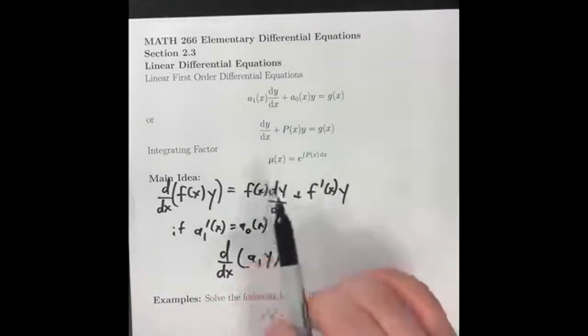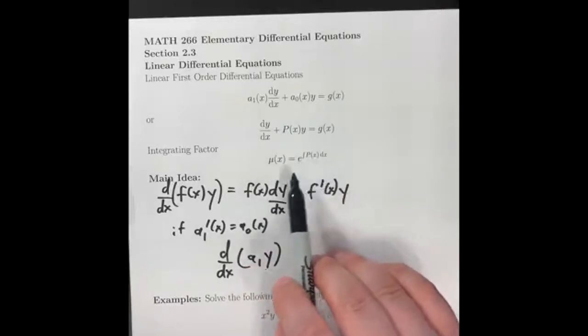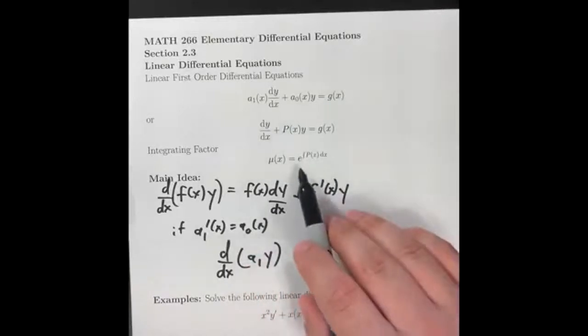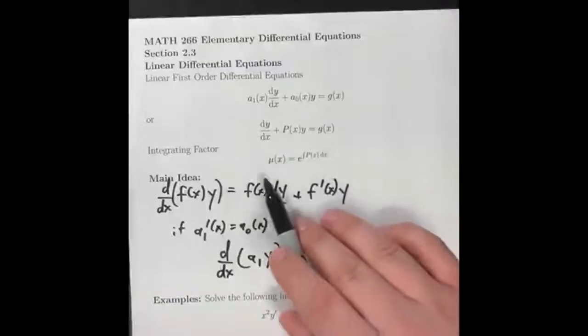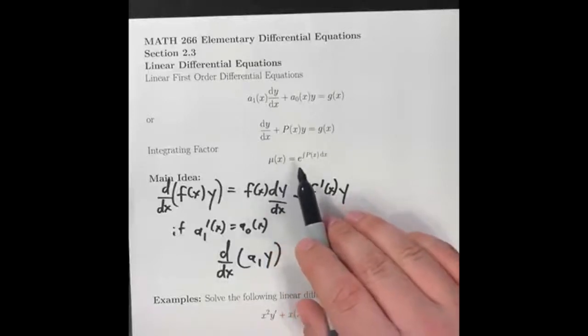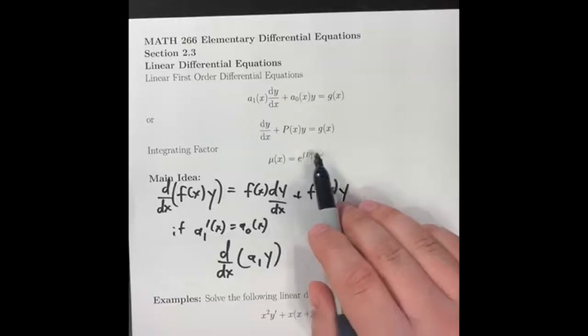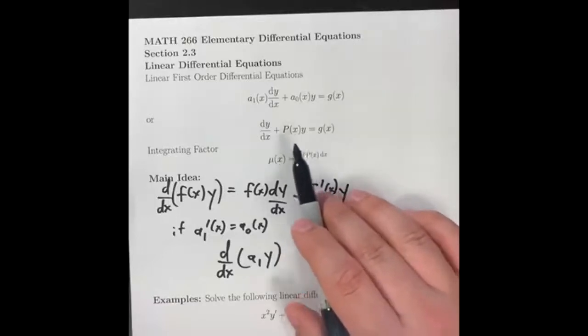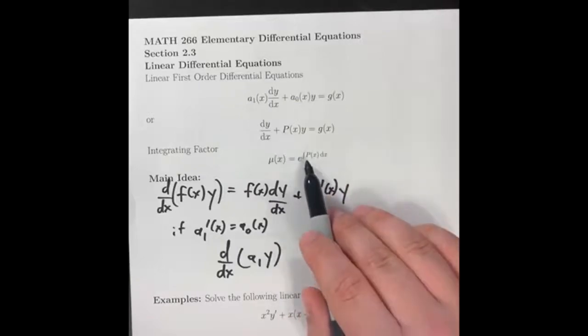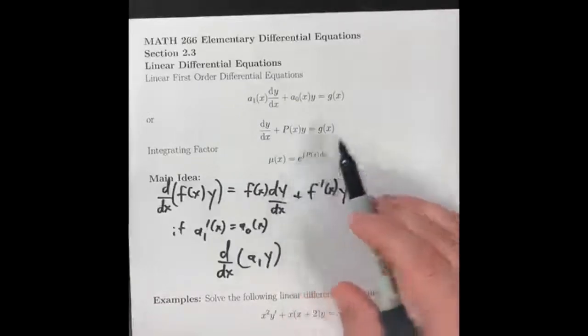I won't go too much into how you find that, but basically you can think of mu as e to the antiderivative of p. If you took the derivative of mu, we know we would have to use the chain rule. So we would have e to the antiderivative of p, multiplied by the derivative of the exponent, which is just p, because the derivative and the integral cancel out.